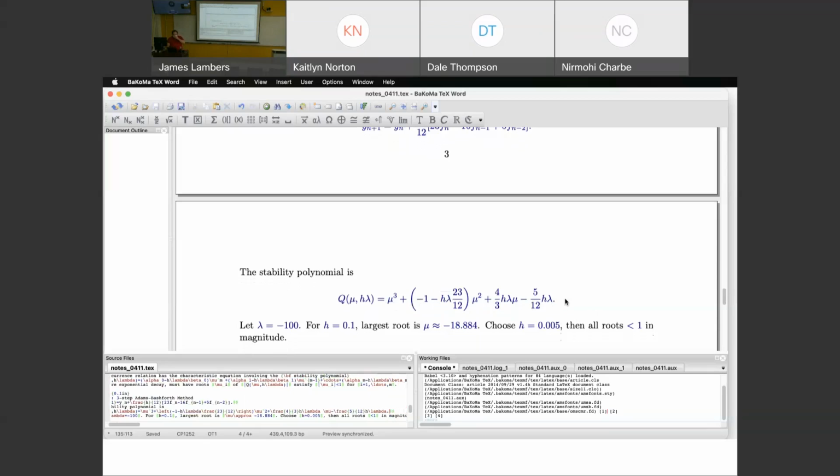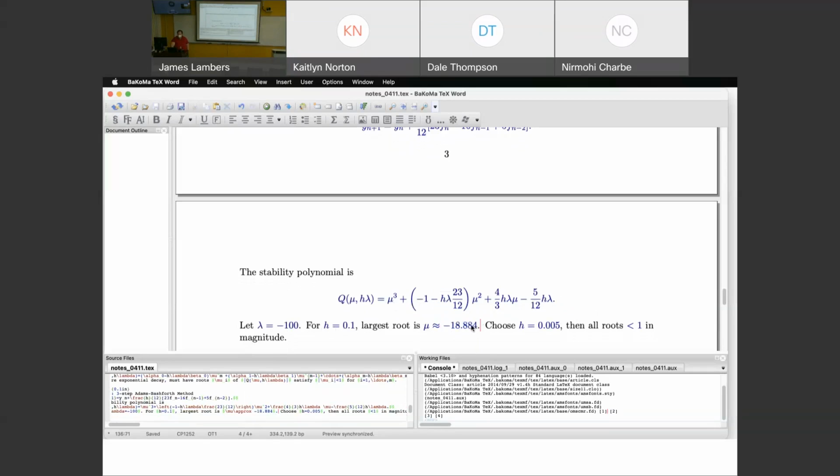So I'll just do some examples. I'll let lambda equal minus 100, so that's a nice stiff ODE. If I choose h equal 0.1, we get a large root. So the method is definitely unstable in that case. It will not produce a right solution. If I choose a much smaller time step, 0.005, then all the roots are small enough. Remember, the larger the value of lambda in absolute value, the smaller the h you need to get correct behavior in your solution.